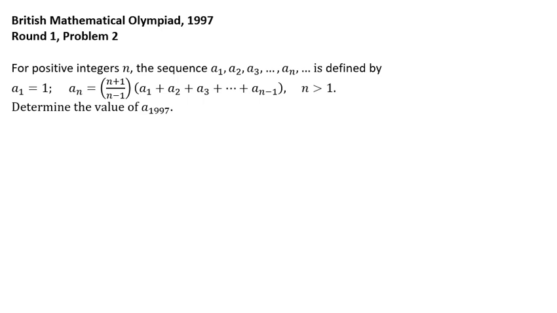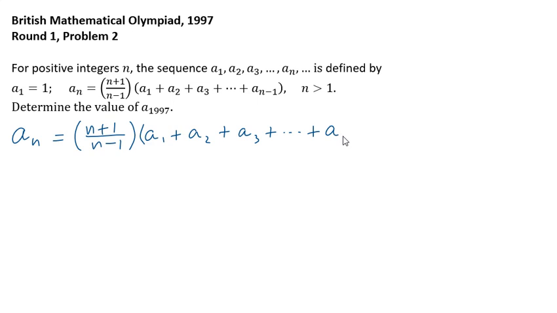There are many ways by which you can approach this problem. One of those is by deriving an explicit formula for the sequence, and that is exactly what we're going to do now. To do this, we can simplify the given formula for a_n. So we have a_n = (n+1)/(n-1) times the sum a_1 + a_2 + a_3 up to a_(n-1). But the term that comes first before a_(n-1) is a_(n-2), so I'll write it as a_(n-2) + a_(n-1).